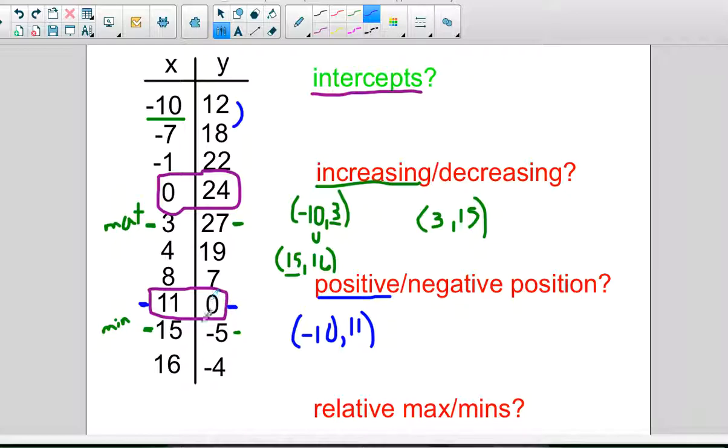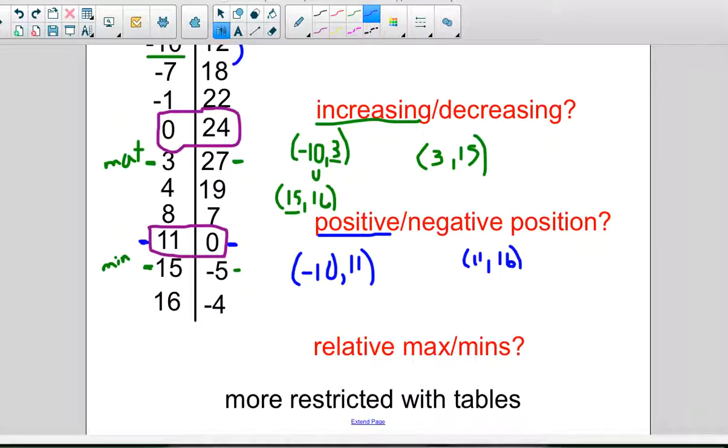And then it's negative position after that, where the graph is going to cross the x-axis and go down into negative. So negative position would be from 11 until 16, because that's all that we have. And that's how you would describe it if it was in the table. You really have to dissect the y column and then label it with the x's, right? So these are all x values that we wrote. And that takes care of that.